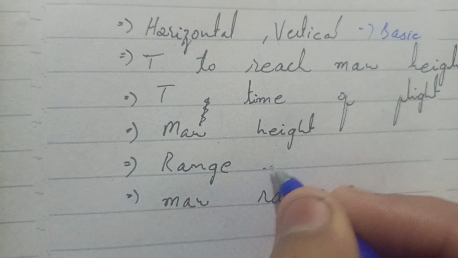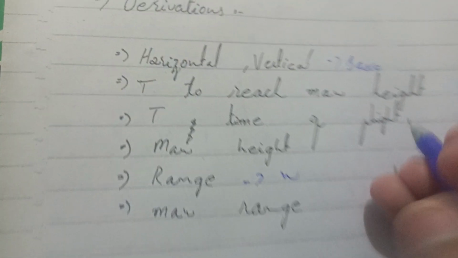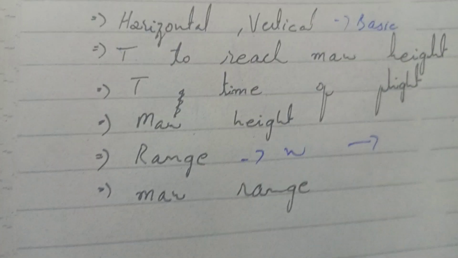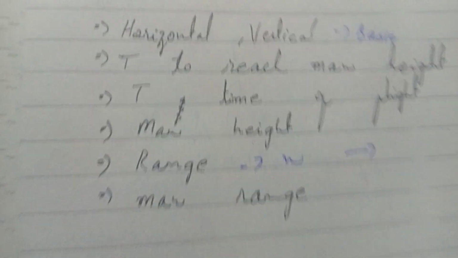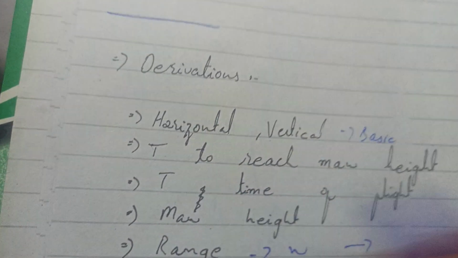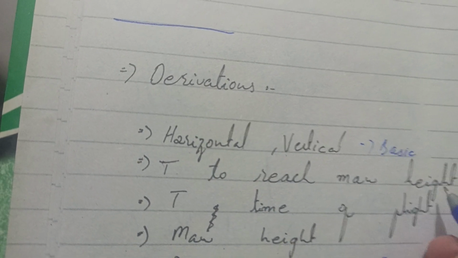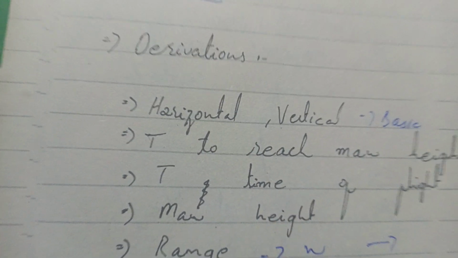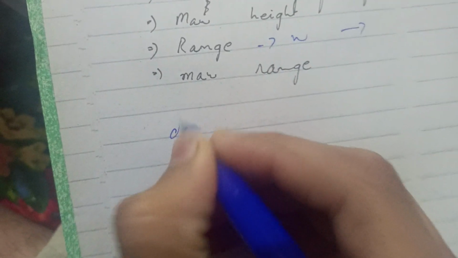Range, if you talk about the range, is only for the x component. And the max range is how much the range can be, and some categories. So in this video we'll discuss only three: the basic formulas, the time to reach maximum height, and the total time of flight.